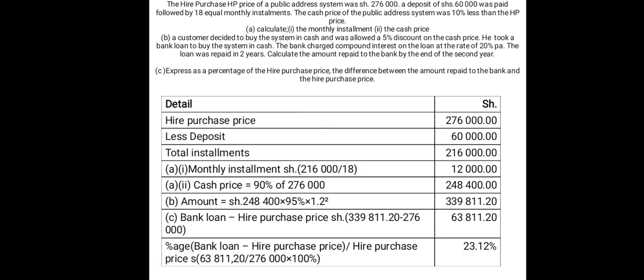But C, we have been asked to find the difference between a person buying using a loan and that buying using hire purchase. So the difference is 63,811 shillings and 20 cents. Now, what is the percentage of this? It is 23.12%.